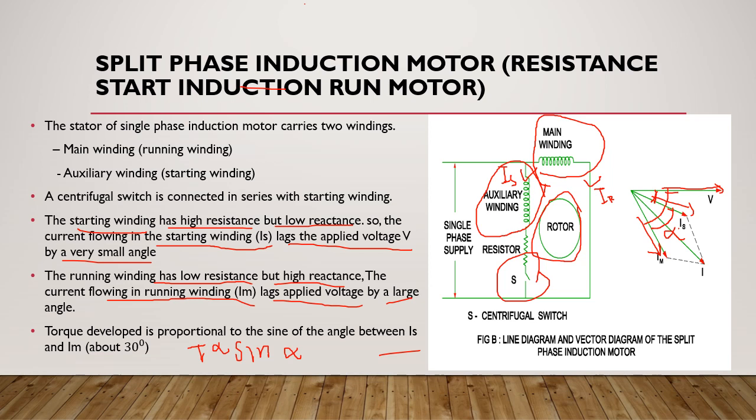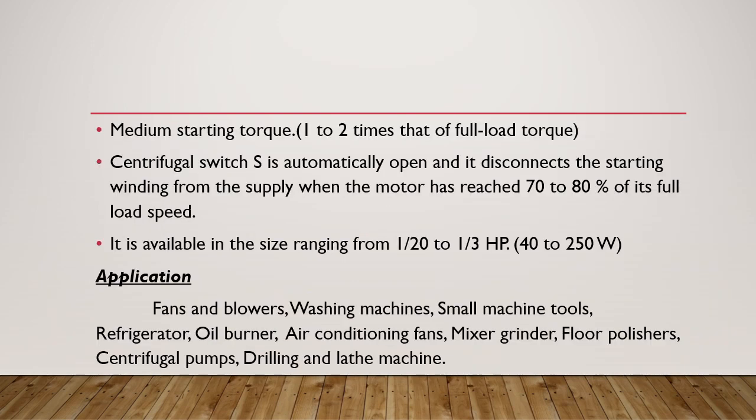Due to this, this motor has medium starting torque. It is approximately two times the full load torque. The motor starts, and when it reaches 70 to 80% of its full load speed, the centrifugal switch S automatically opens and disconnects the starting winding from the supply.